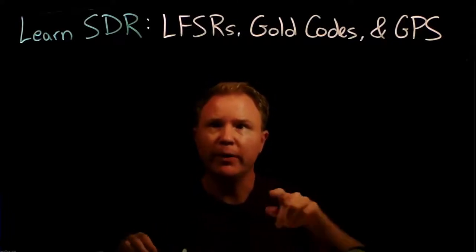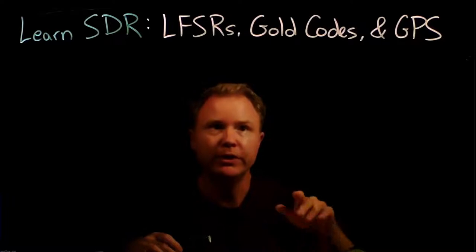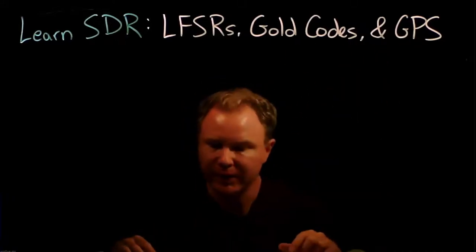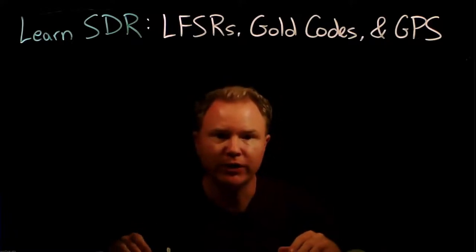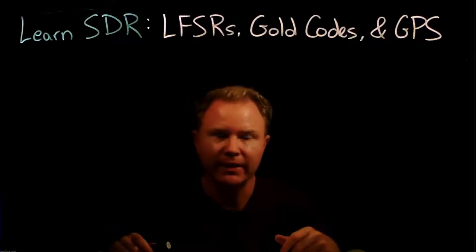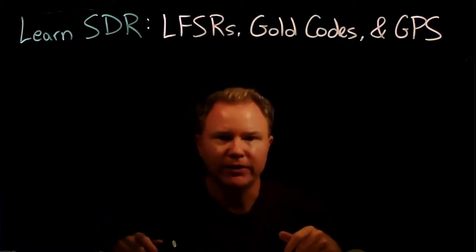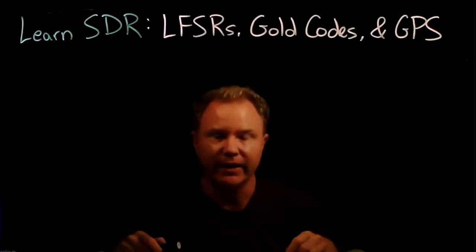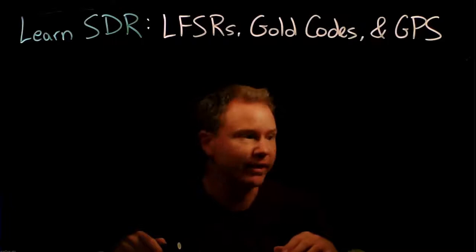Jason. Today we're going to talk about linear feedback shift registers, gold codes, and how these are used in the GPS system. By the end of the lesson, we'll be able to actually have a GPS antenna that receives data from GPS satellites. And you're not going to get as far as figuring out where you are on the Earth. You'll at least see the incoming bits and see the Doppler shift of the satellite.